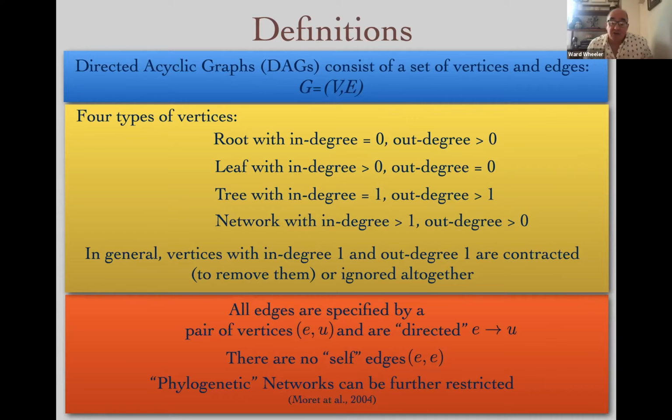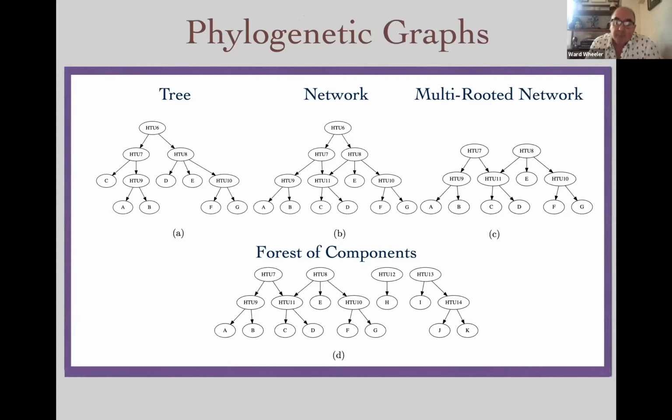The notion of phylogenetic networks of Moret et al. 2004, there can be further restrictions having to do with age consistency and things like that. I'm not going to talk about that here, but they can further restrict the input set or the allowable set of input graphs. Now here we can look at different sorts of phylogenetic graphs.